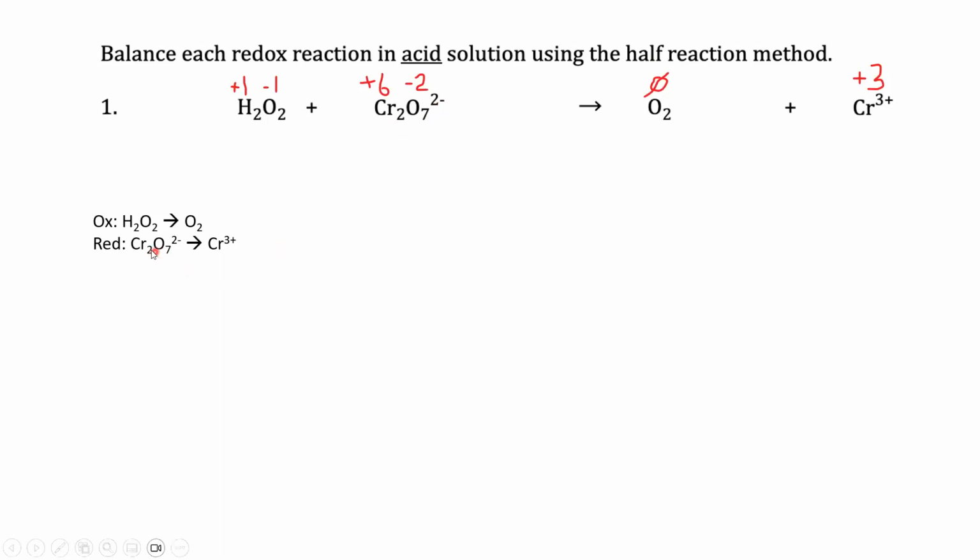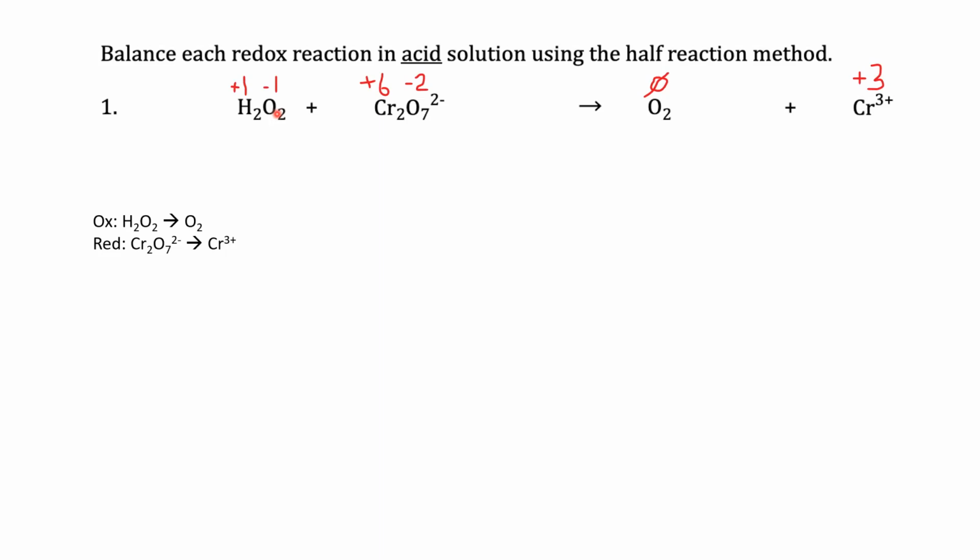But since chromium's getting reduced and we've got the oxygens there, we're going to have to balance that with water. So we're going to see these oxygens aren't going to be oxidized or reduced. So when we're looking at the half reactions initially, this oxygen is what's getting oxidized here. Because when we balance the reduction half reaction, we're going to have to add water molecules here, and it's going to go from -2 to -2 in the water molecules. So these aren't going to be oxidized or reduced. It's going to be the oxygen coming from peroxide that we're going to be focused on with the oxidation half reaction.